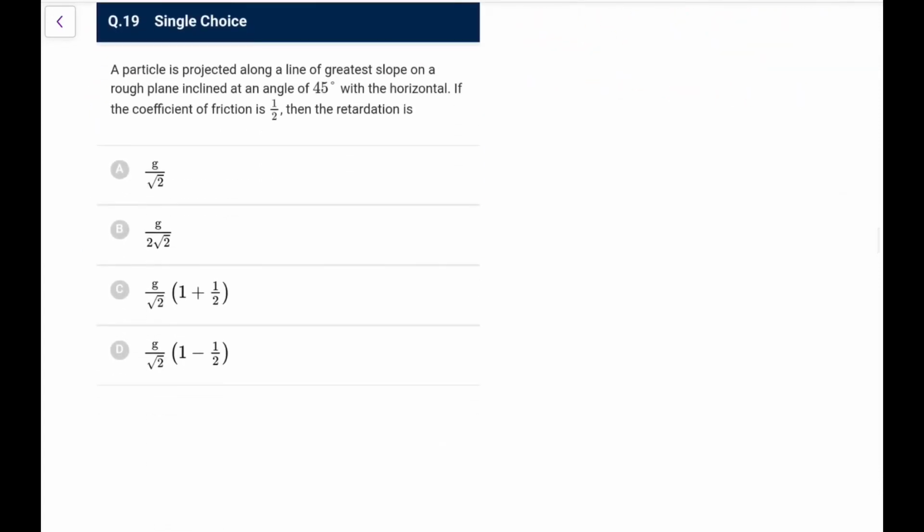Next. A particle is projected along a line of greatest slope on a rough inclined plane inclined at an angle of 45 degree with the horizontal. If the coefficient of friction is 1 by 2, then what is the retardation? So it is projected where? It is projected up along a line on a plane. It is going up.